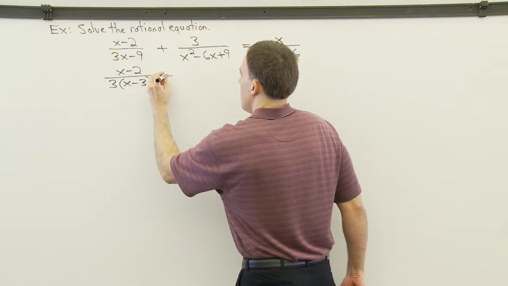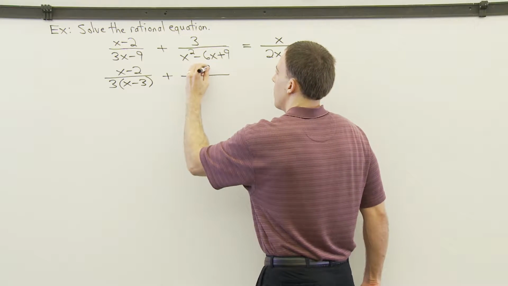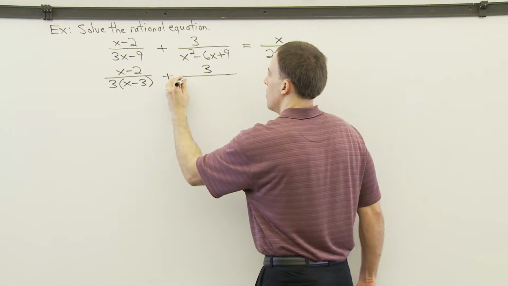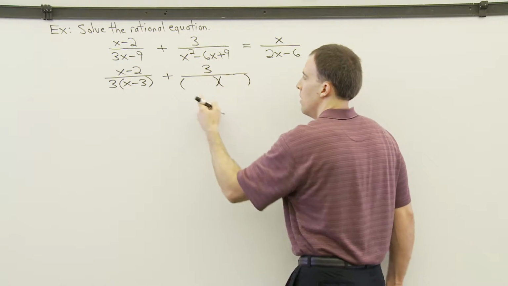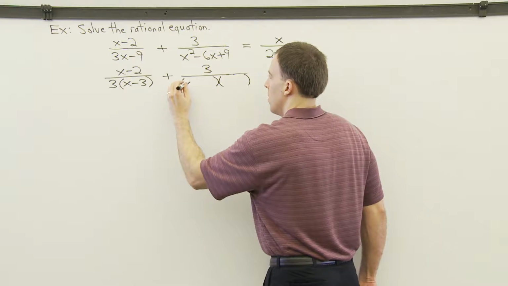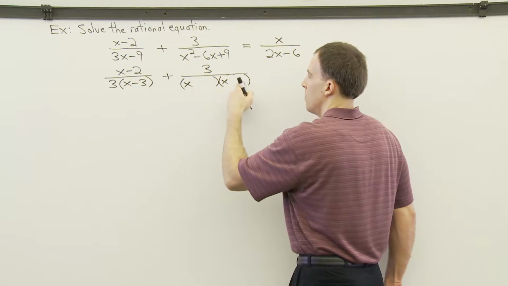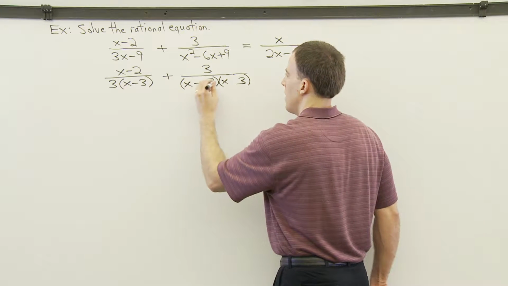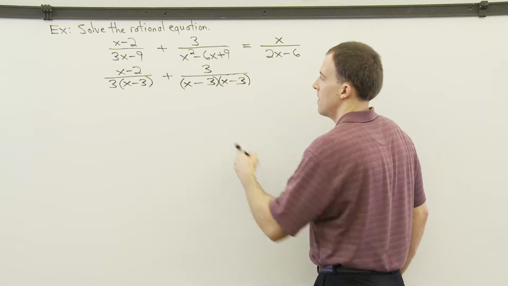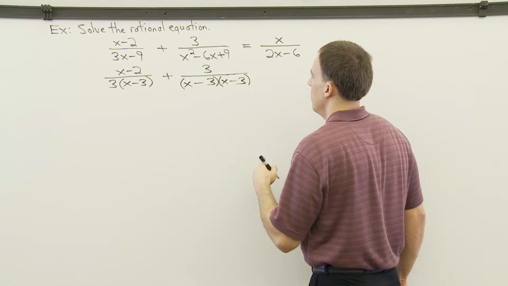For the second denominator, we've got 3 over a trinomial, so we'll need to create 2 sets of parentheses to prepare to factor it. x times x would make x squared. Now I'm thinking what times what is 9 that adds up to negative 6, and that would be a negative 3 and a negative 3. So it factors as (x − 3) squared, effectively.